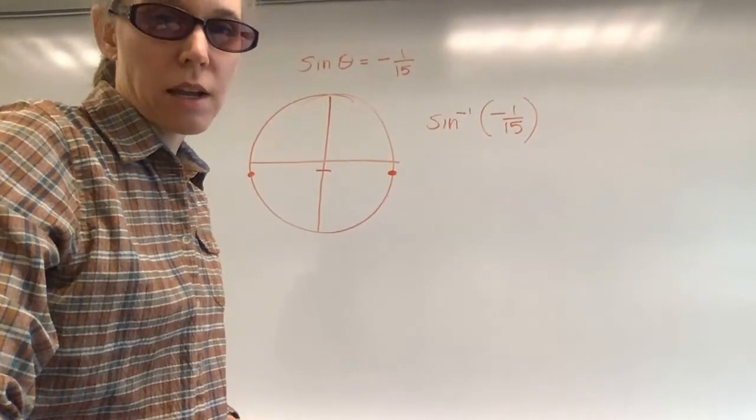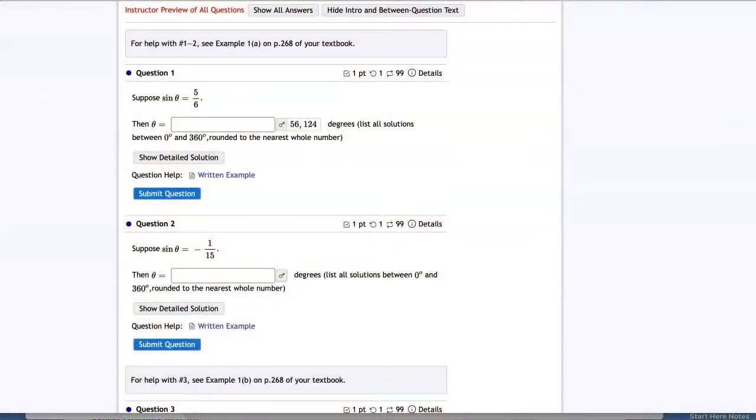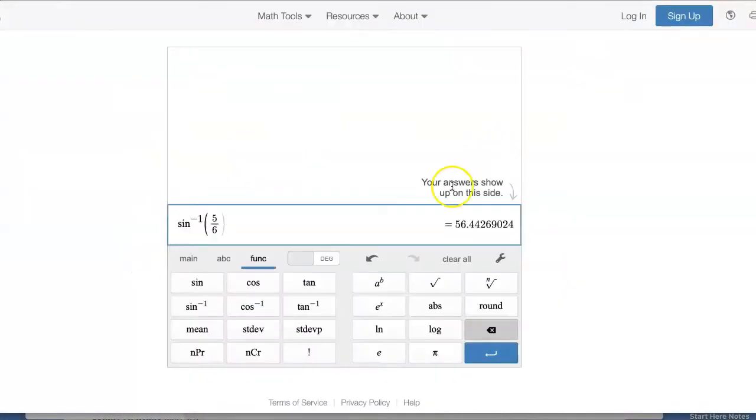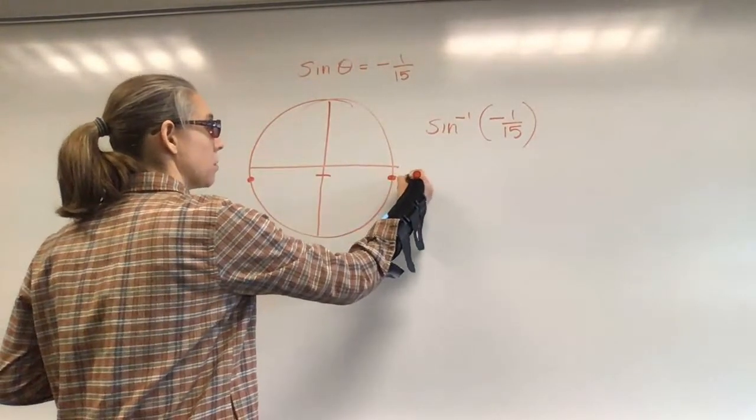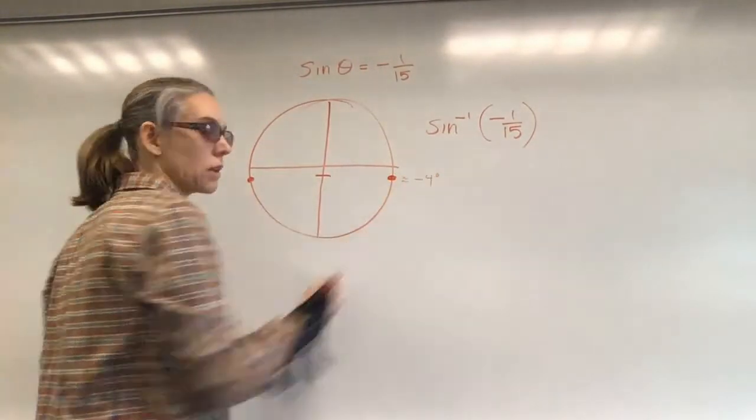So now we'll go ahead and flip back over to the calculator. And we're going to do the sine inverse of negative 1 over 15. And this is in degrees. Oops, that was not supposed to happen. Yeah, there we go. Negative 3.8, that's roughly negative 4. So we would say then that this value right here is approximately negative 4 degrees.